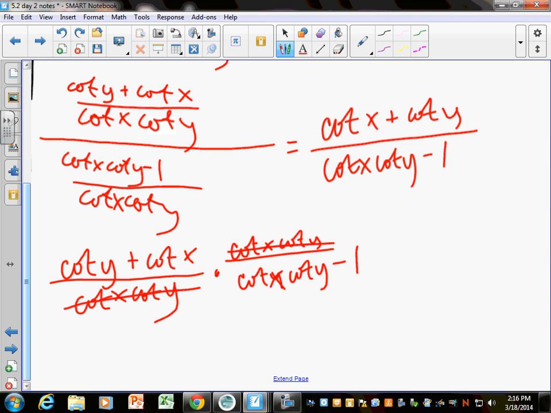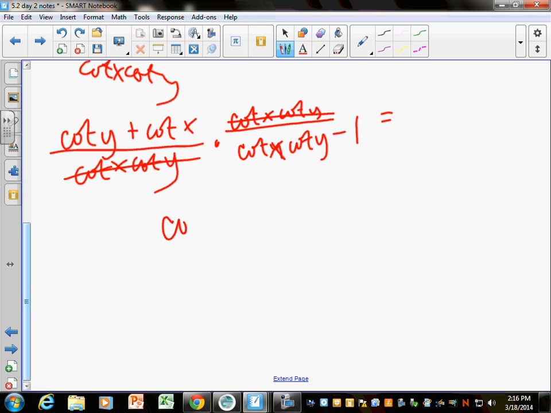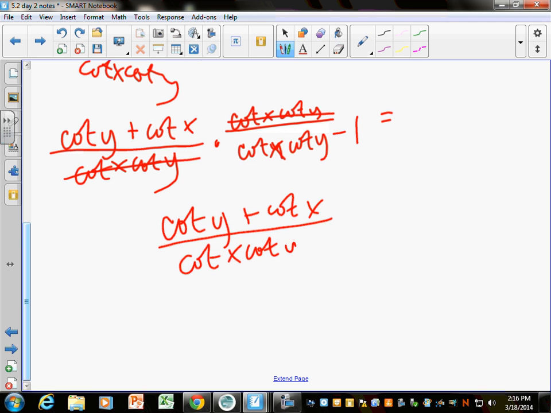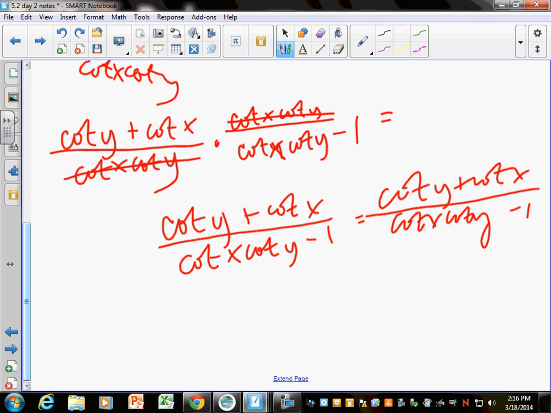And does that equal what I'm supposed to equal? It does. It's really messy, but it does. I'm going to be a slacker and not rewrite it since we're running out of time. So I get cotangent y plus cotangent x over cotangent x cotangent y minus 1 equals cotangent y plus cotangent x over cotangent x cotangent y minus 1.